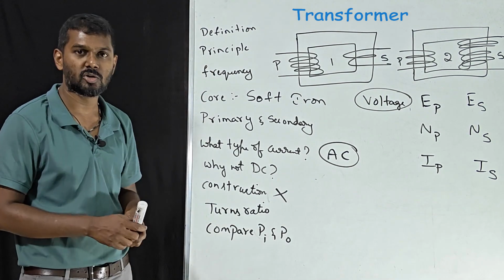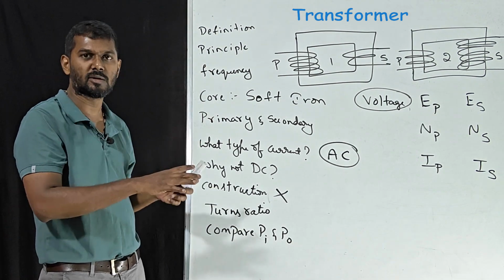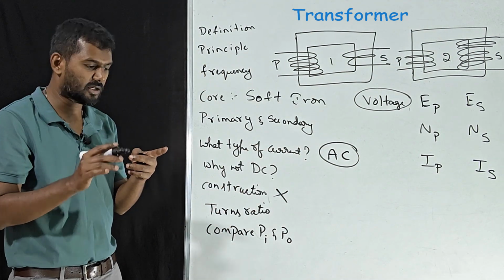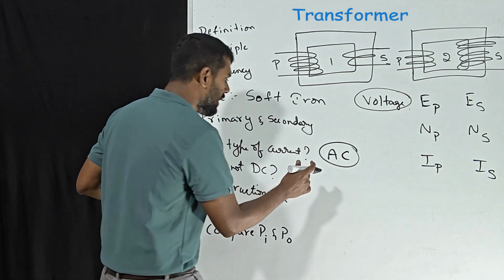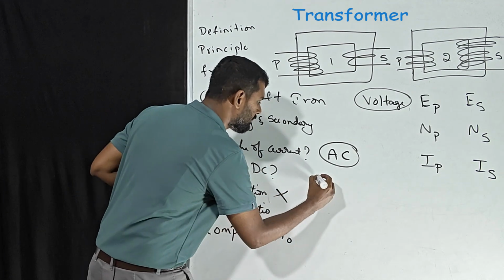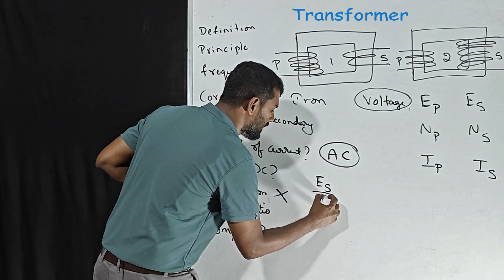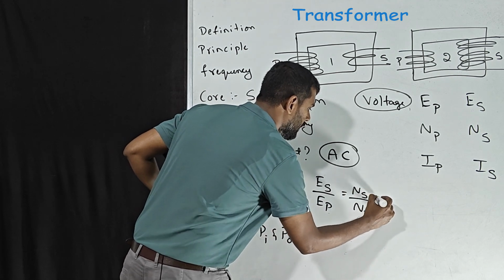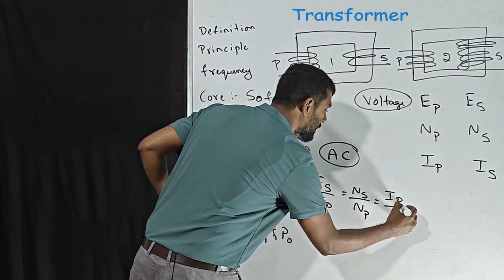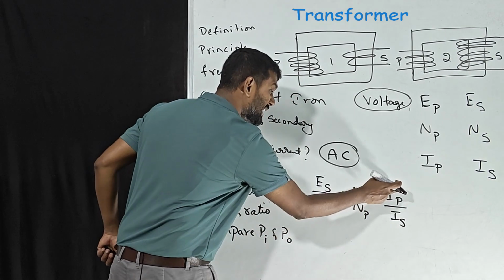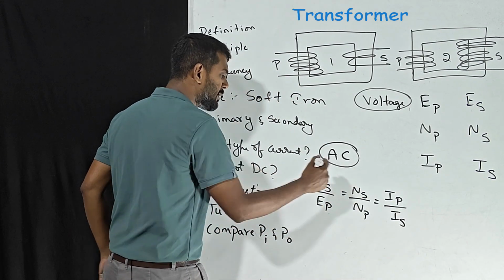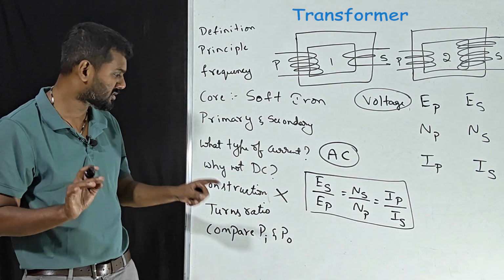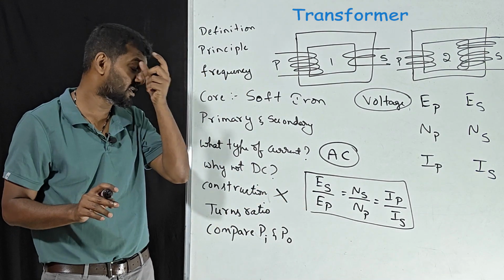Now we'll talk about turns ratio. When it comes to a transformer, there is a formula. The derivation of the turns ratio is not in the syllabus, so don't worry about it. Remember this formula: ES by EP is equal to NS by NP is equal to IP by IS. It is not IS by IP, it is IP by IS. All those differences we are going to learn later. For now, the turns ratio formula is this one.